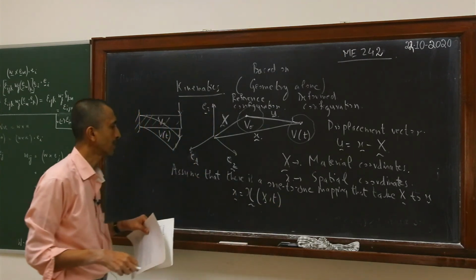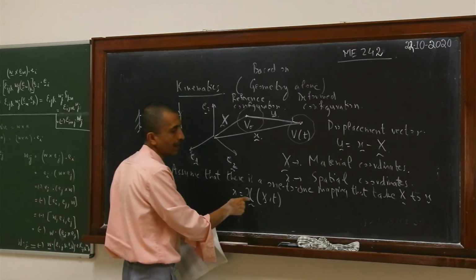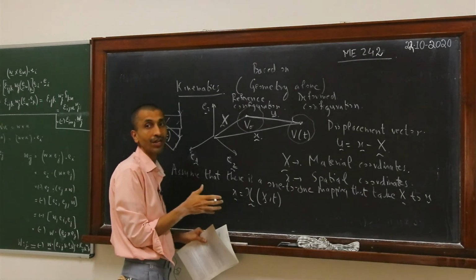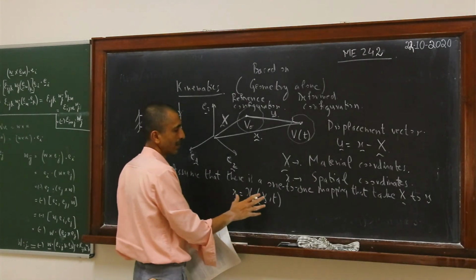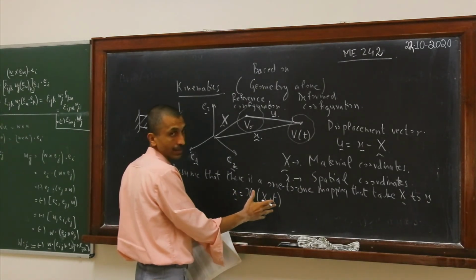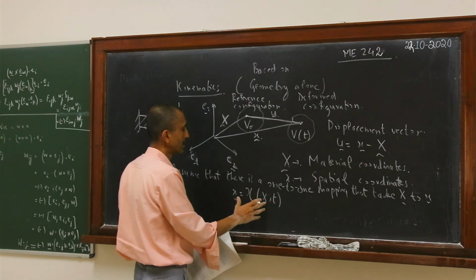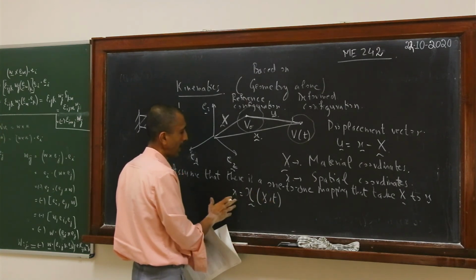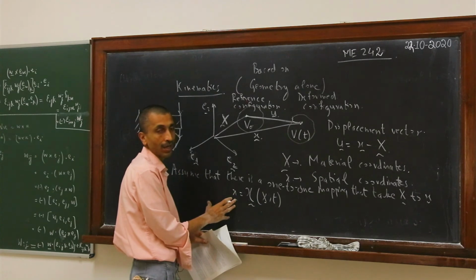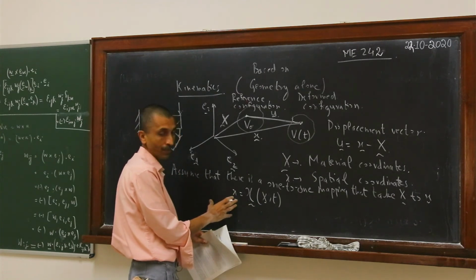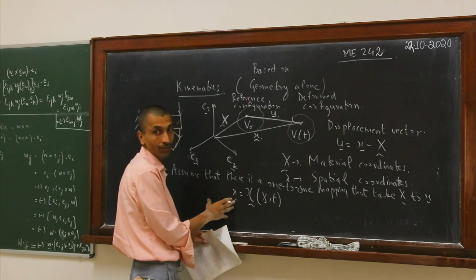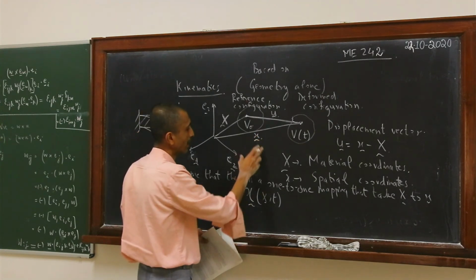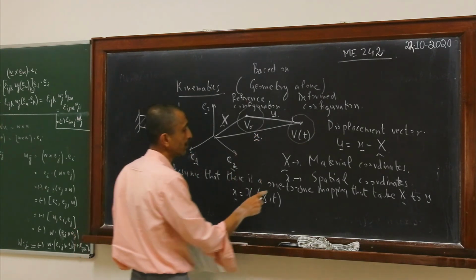So this pi, okay, this is the symbol pi. This is like a function. So it takes capital X, and t is just the time. It takes this capital X comma t and maps it to the position vector of that particular point in the deformed configuration. So that is this model. So we assume that it is 1 to 1.